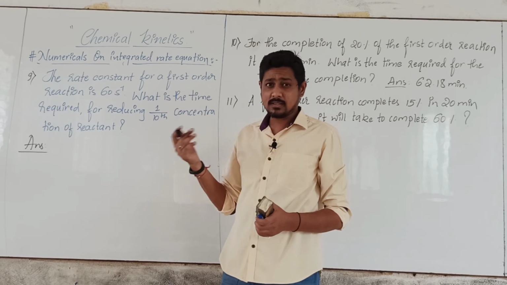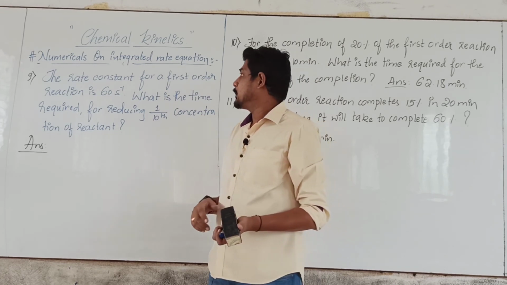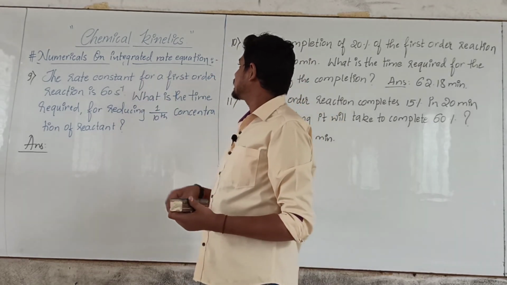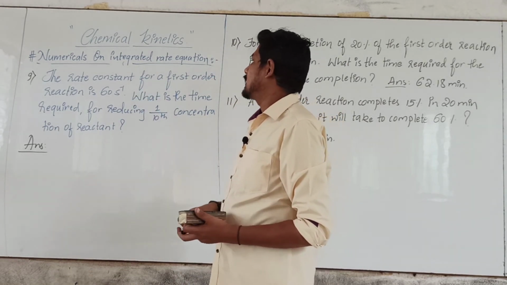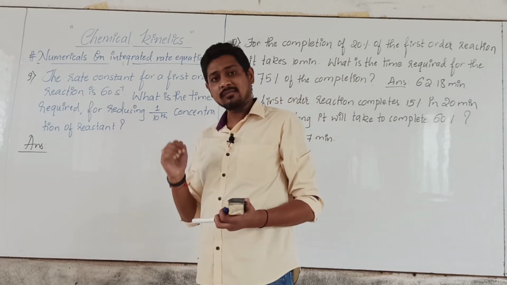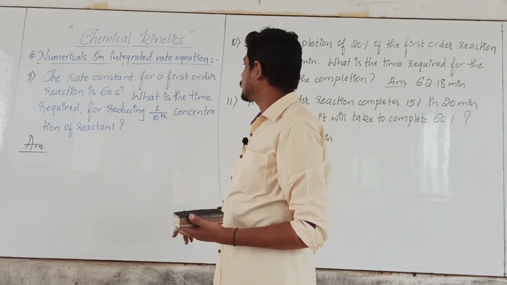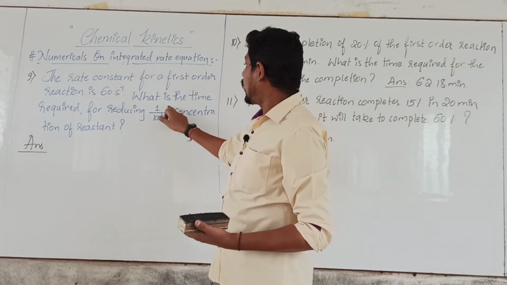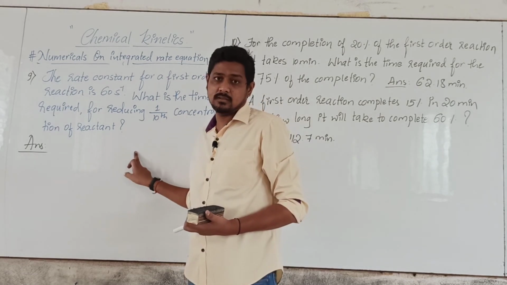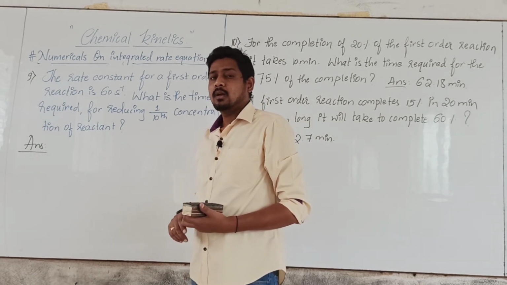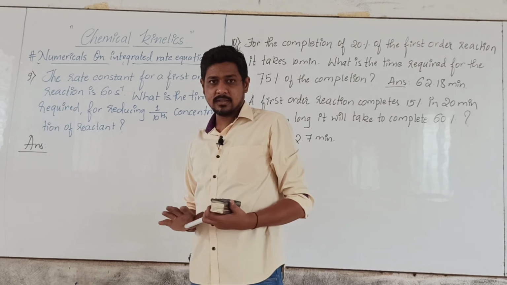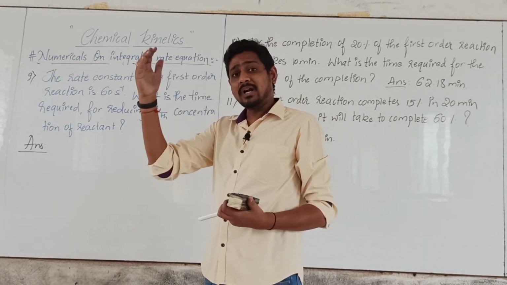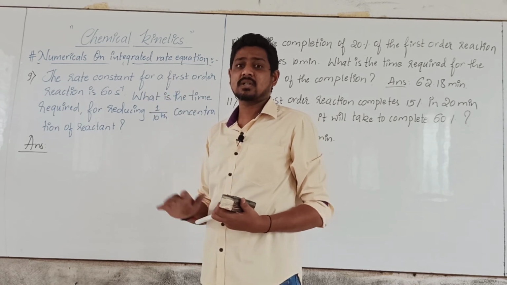Okay students, this is the last problem that we will solve. It is a simple problem, but a little bit tricky. The rate constant for a first order reaction is 60 per second. They have already given you the rate constant. They are asking, what is the time required for the concentration of reactant to reduce to 1/10 of the initial concentration?